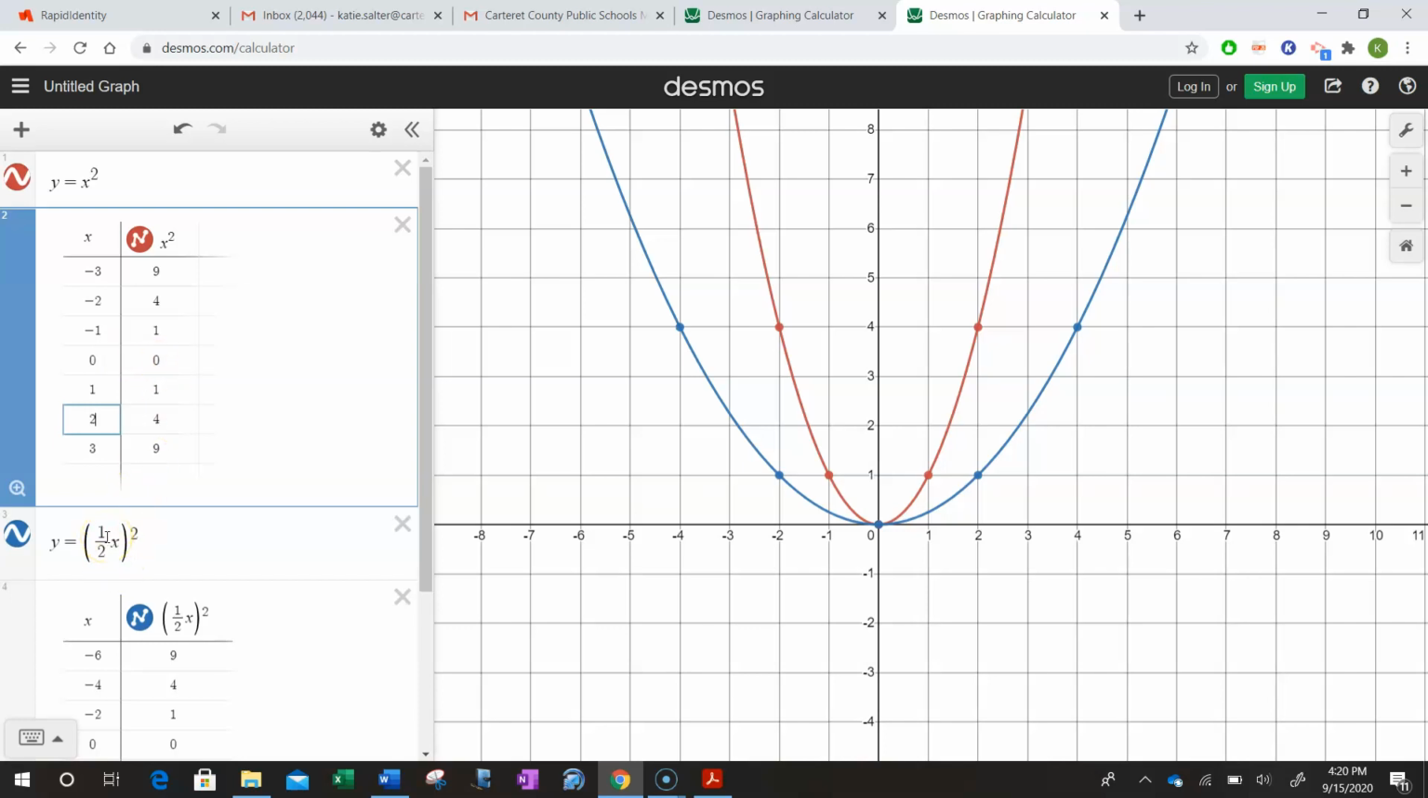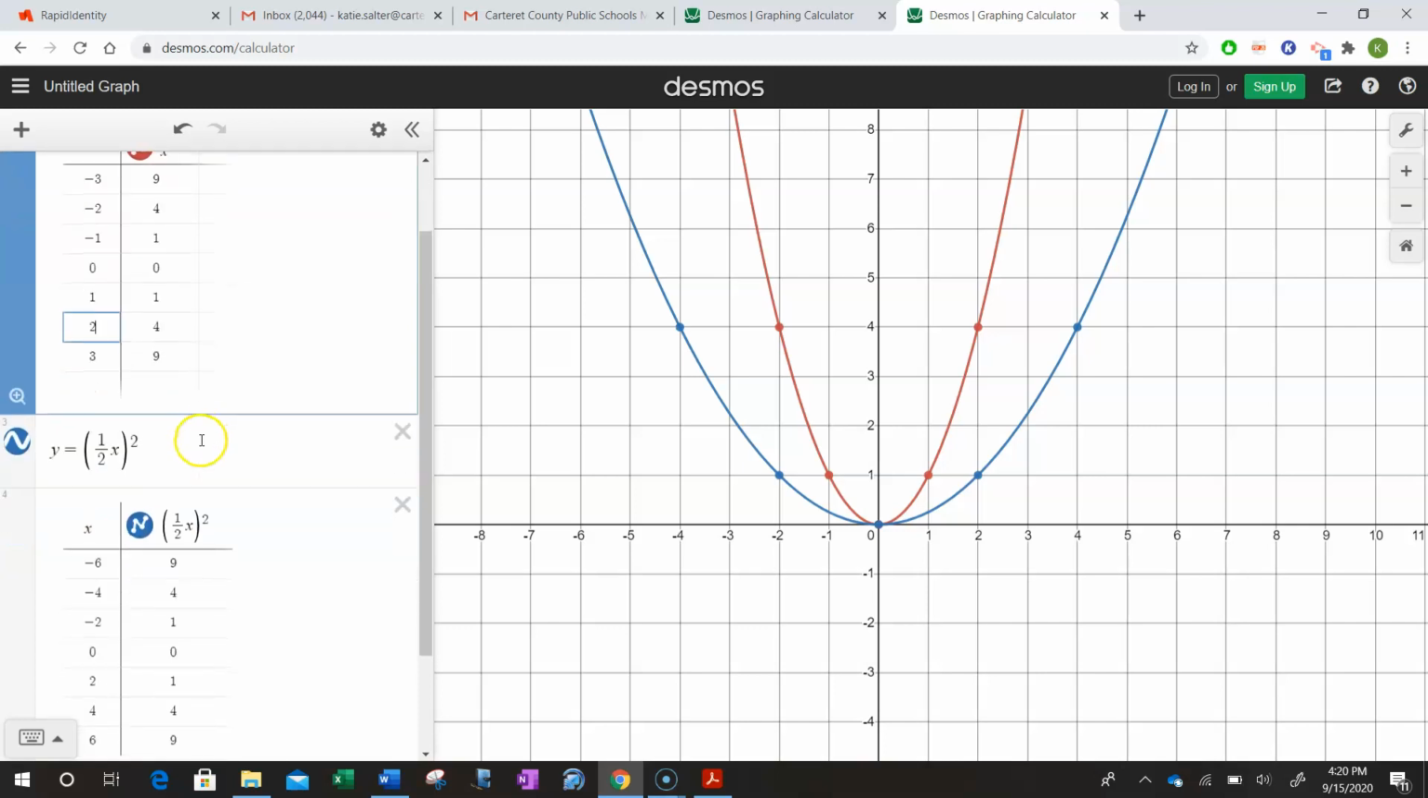So watch what happens to it when I multiply inside the function by a half. Remember, anything you do inside affects it horizontally. But instead of compressing it horizontally by a half, it actually stretches it horizontally by a factor of 2. And again, this is the way I think about it. If I multiply inside by a half, it moves half as fast as it did. So now it's going to take double the time to get there.